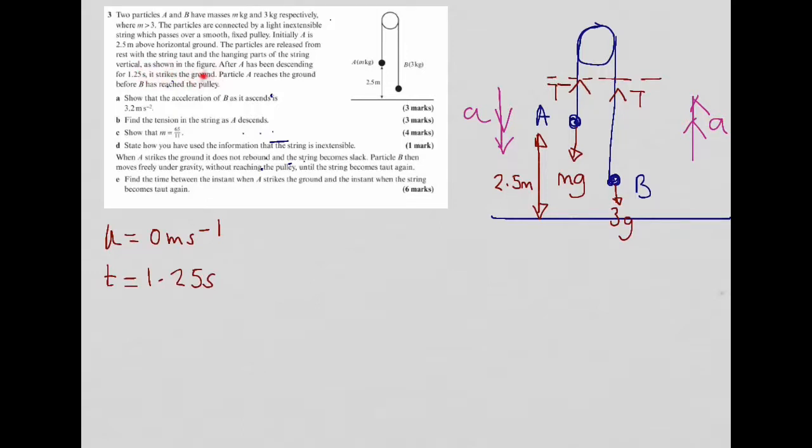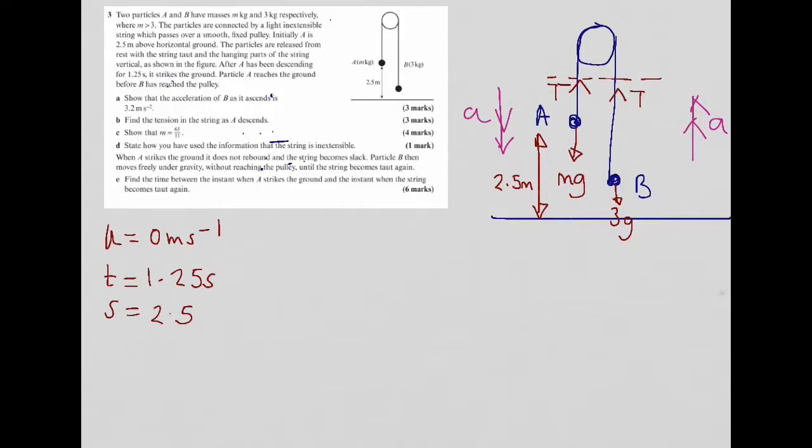It strikes the ground. So if it strikes the ground, we know it's moving in this direction because we've said that this force acting down is greater. So we know that A has travelled 2.5 metres. So s equals 2.5. Particle A reaches the ground before B has reached the pulley. So what it's saying is this distance here is less than this distance up here. Show that the acceleration as it ascends is 3.2 metres per second squared.